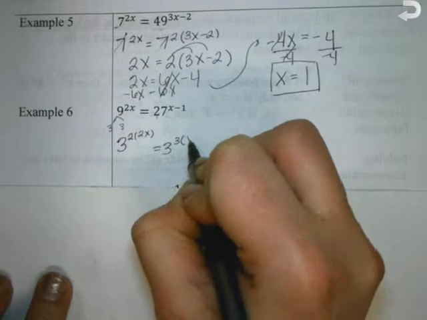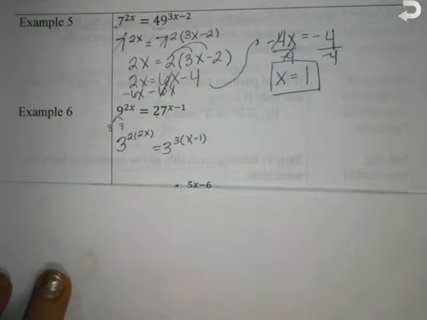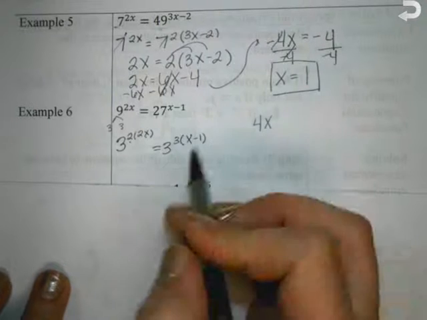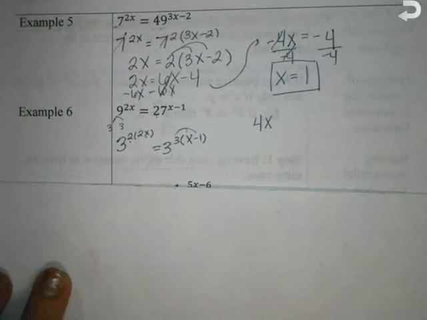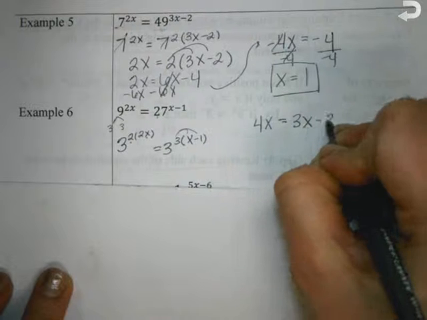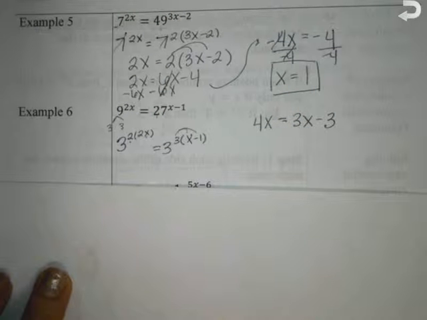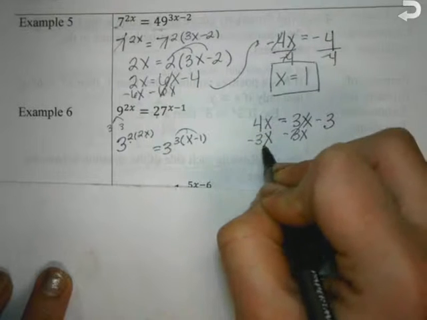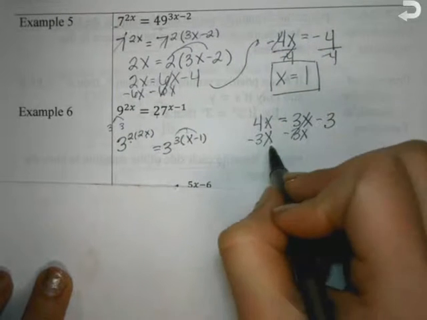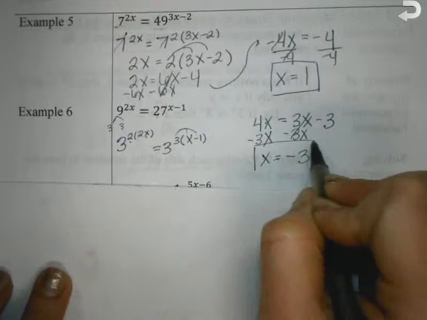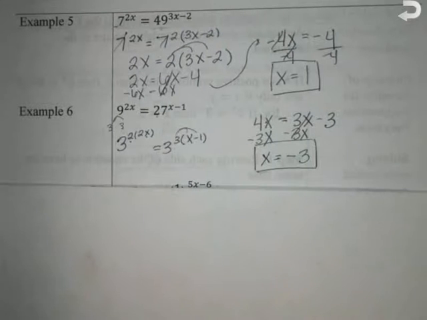So my bases are the same, right? Yep. So I can drop those, and 2 times 2x gives me 4x. I'm going to start doing the distributing in one step. Is that okay? Yes. Okay, so 4x equals 3x minus 3. Okay, subtract 3x from both sides. 4x minus 3x gives me 1x equals negative 3. Feel good?